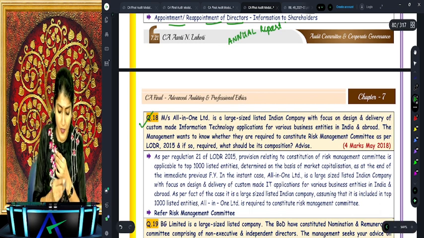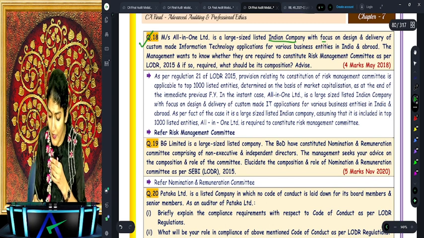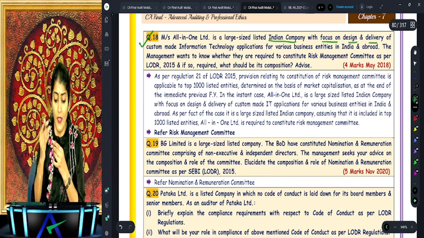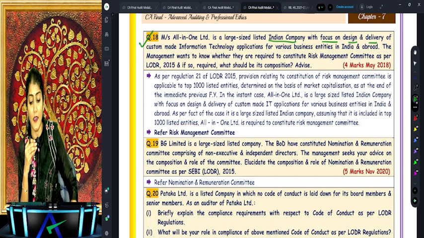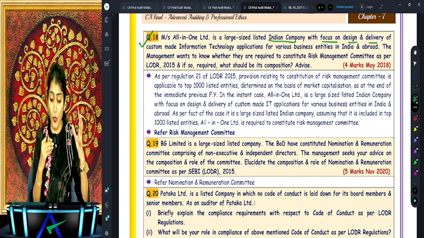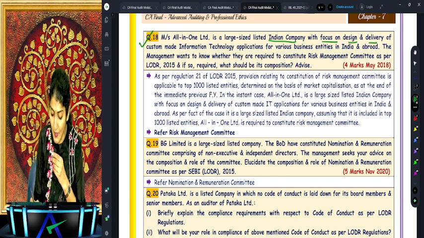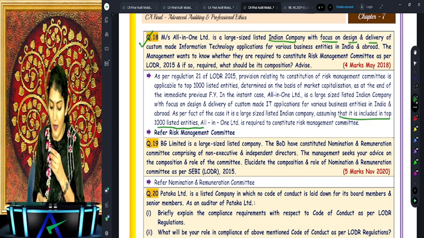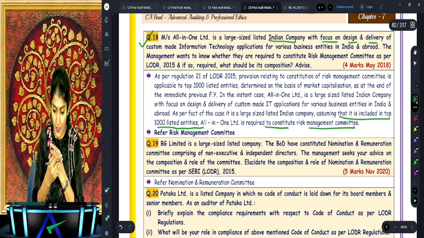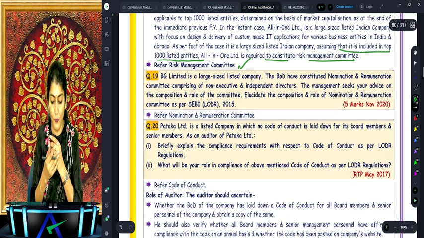Then question number 18, All in One Limited is a large size listed Indian company with a focus on design and delivery of custom made information technology applications for various business entities in India and abroad. The company wants to know whether they are required to constitute a risk management committee. So what you need to tell them, assuming that it is included in the top 1000 listed entities, is that it is required to constitute a risk management committee. And if so, what should be the composition? So then you need to write about the constitution of the risk management committee. Are you able to follow it, everyone?